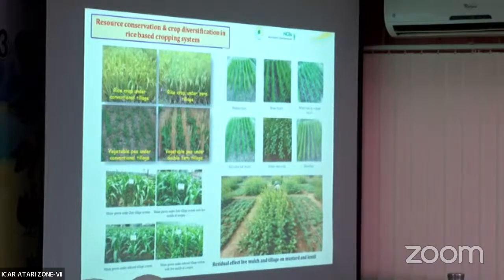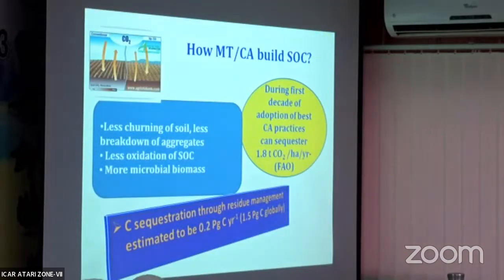I will explain the effects of these conservation agricultural practices, and how this minimum tillage or conservation agriculture builds soil on the crop. You know, there is less churning of the soil, less breaking down of aggregates, less oxidation of soil carbon, and more microbial biomass. The FAO has reported that if you follow these conservation agriculture practices, in the first decade, you can at least sequester 1.8 tons of carbon dioxide per hectare per year.